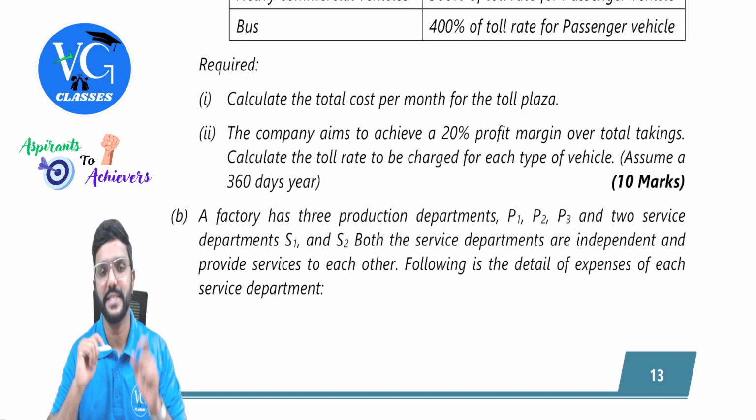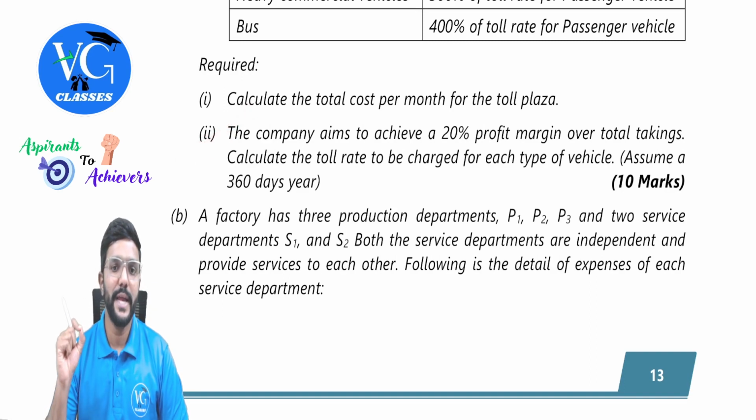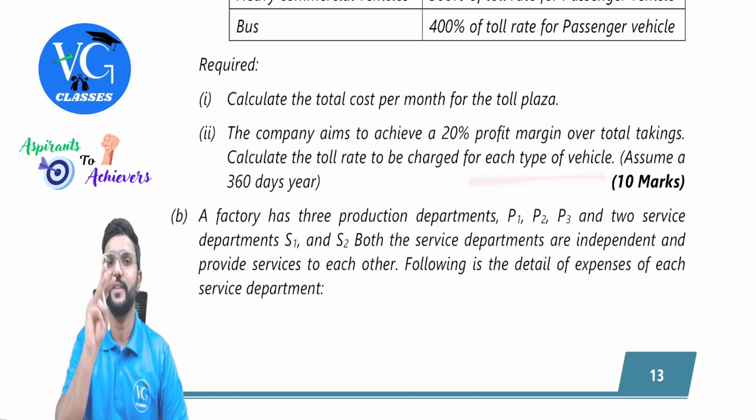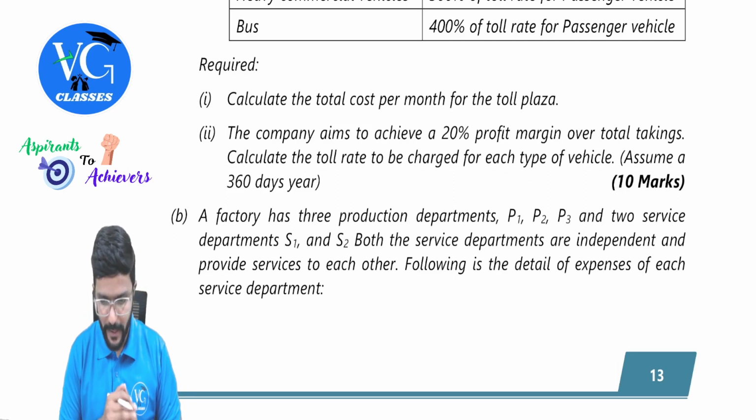Next, the second part is interesting because we need to do equivalent calculation and all. The company aims to achieve a 20% profit margin over total takings. Total takings is nothing but toll charges here. Calculate the toll rate to be charged for each type of vehicle, guys. Each type of vehicle they are asking. Please be careful, there are 3 categories of vehicle. Fine, guys, so we will do it.